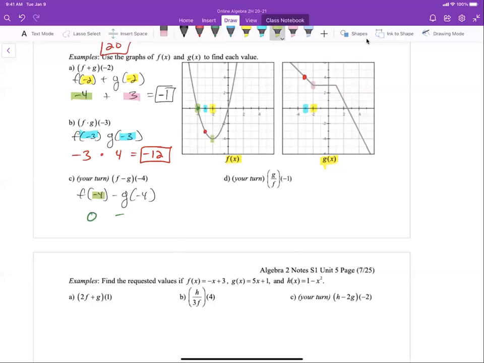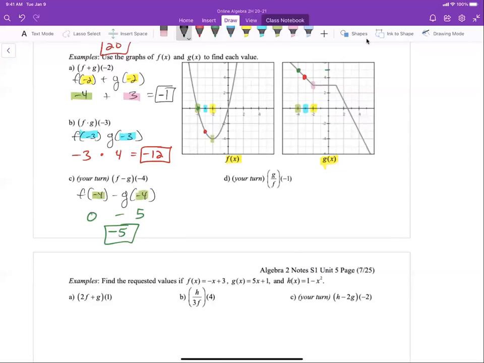Minus, if I look at negative 4 on the x-axis for g, because negative 4 is my input, I've got to go up to the graph, and I find that it intersects the graph right there. And what is the y value? That is a positive 5. And so my answer is negative 5.